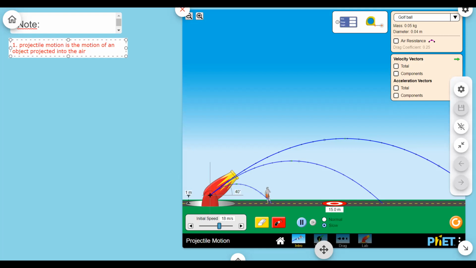And then you can also see the type of curve, or the type of path, of the movement of the projectile motion. And the object that is used is called the projectile. And the path is called trajectory.